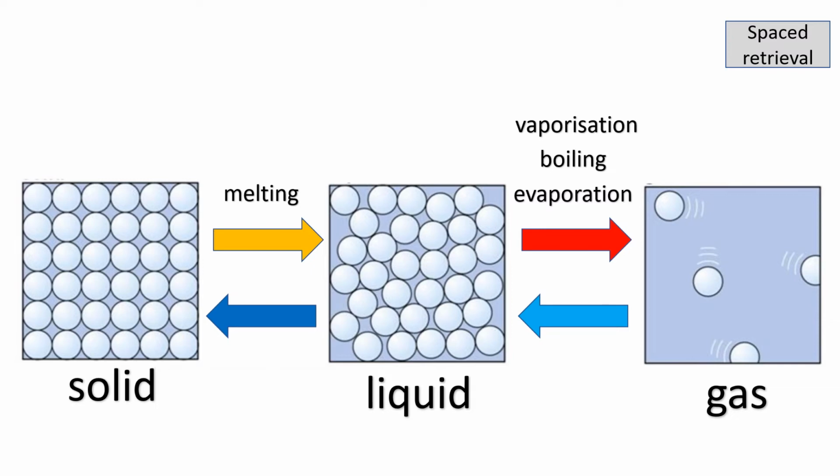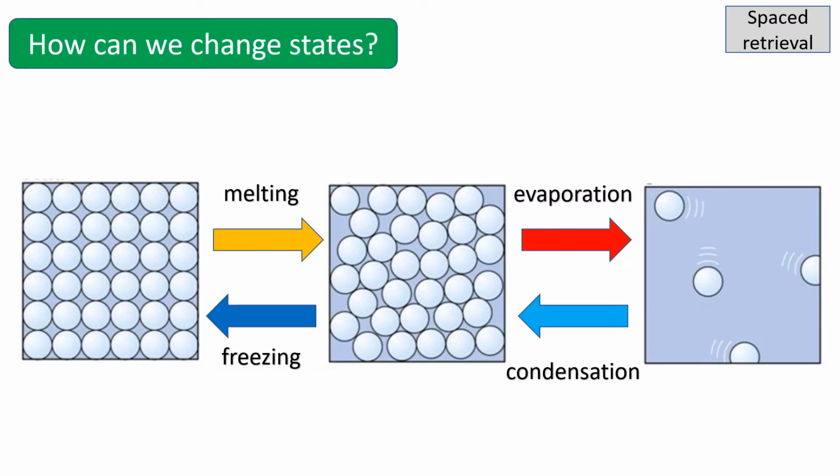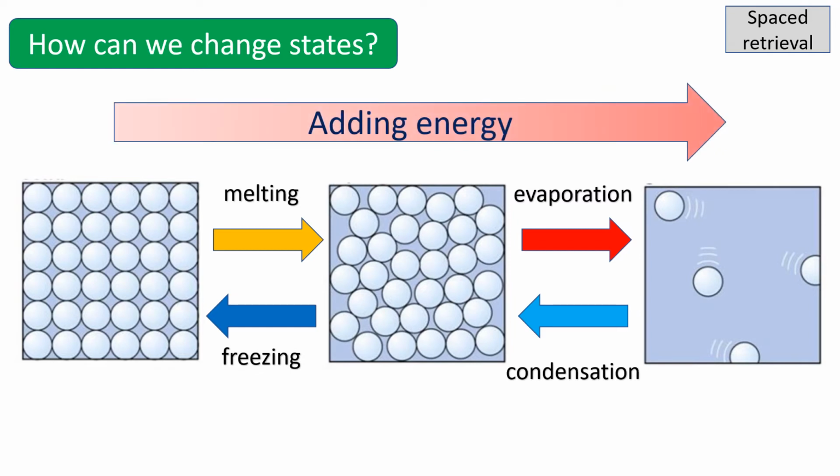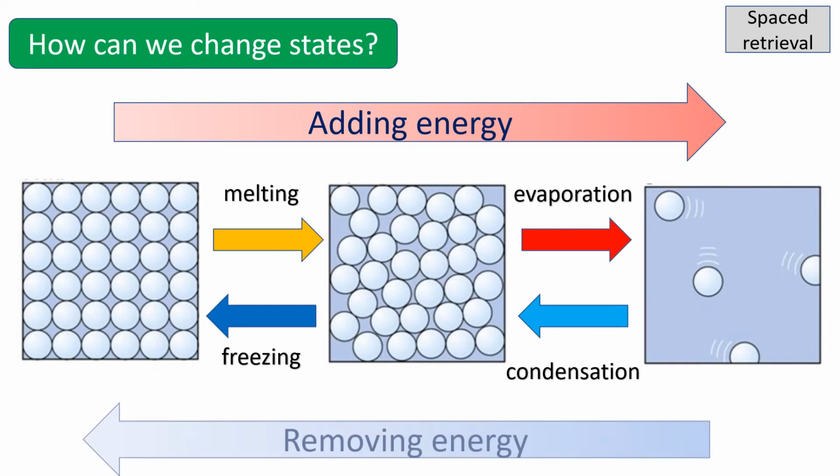So what about the other way then? A gas to a liquid would be condensation, and a liquid to a solid would be freezing. The important thing I would like you to remember though is if we are going this direction, we are adding heat energy or thermal energy to change these states. So how does a solid become a liquid? You add heat energy. However, the other way, you are removing that heat energy. You take it away, the particles have less energy, they calm back down, and they go from a gas to a liquid to a solid.